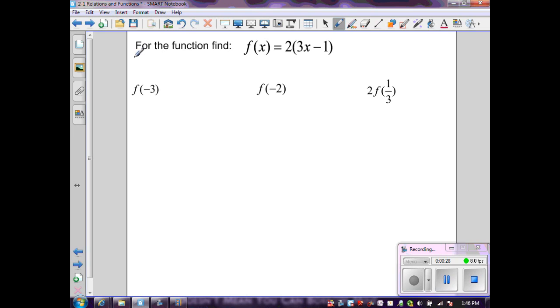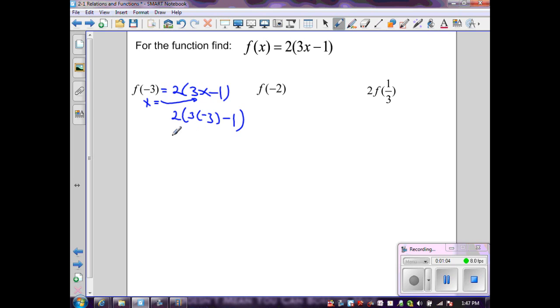Let's look at an example. For the function, they want us to find these given values for our input value. Here we have a function f of x, which is equal to 2 times the quantity of 3x minus 1. So what we want to do is copy the problem, which is going to be 2 times the quantity of 3x minus 1. We want our x value to be a negative 3. So I'm going to substitute that into my function. 2 times 3 times a negative 3 minus 1. Then simplify by order of operations.